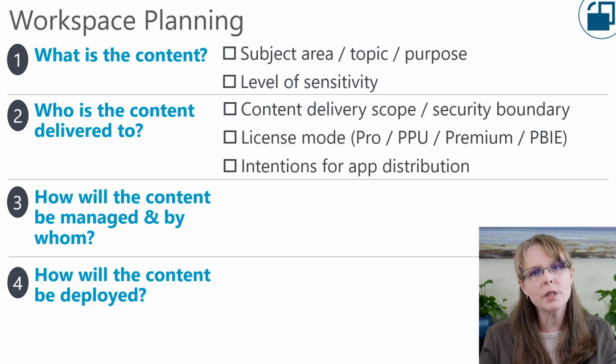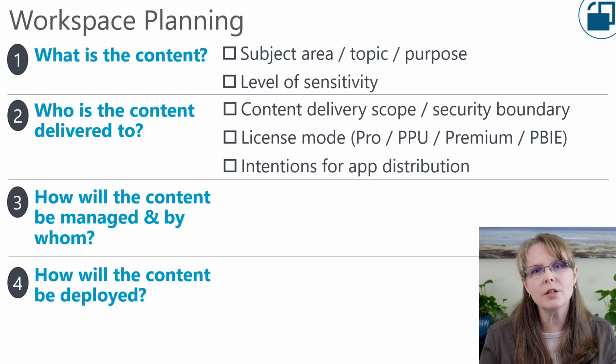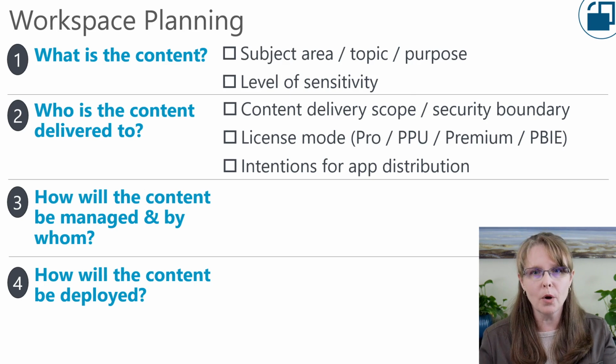Second, who's the content delivered to? For our subject area, we need to think about the content delivery scope for our target audience because this forms a security boundary. We also have to consider the license mode for the workspace, which is either Pro, PPU, or one of the two types of premium capacity, because this has a big impact on who's able to access the workspace as well as the features that are available.